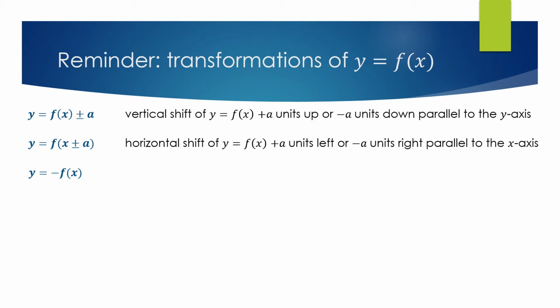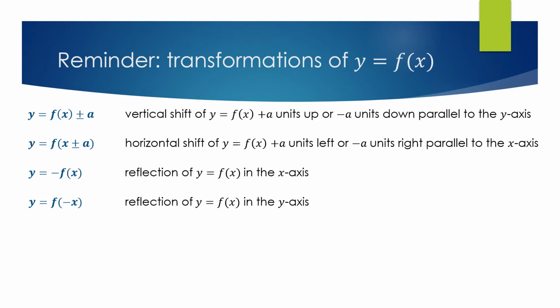We've got y equals negative f of x, and this gave us a reflection of y equals f of x in the x-axis. And we have y equals f of negative x, and this gave us a reflection of y equals f of x in the y-axis. Then we've got y equals negative f of negative x, and this was a half-turn rotation about the origin of y equals f of x.